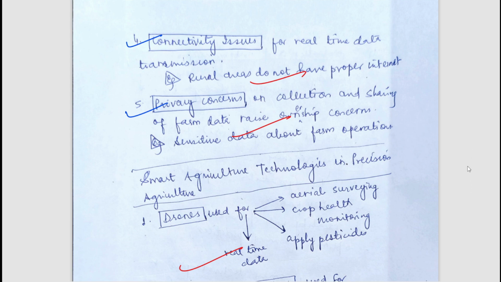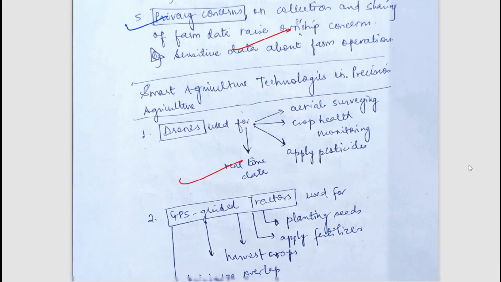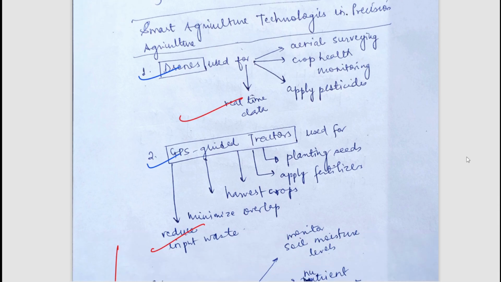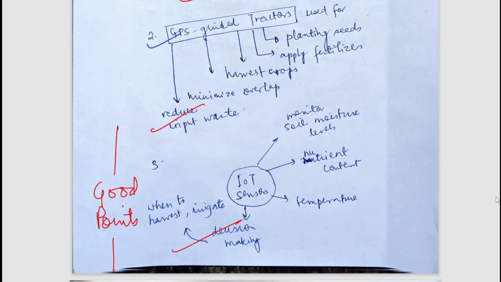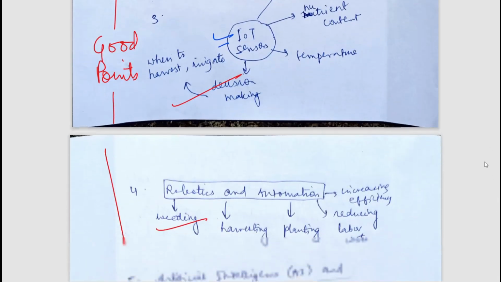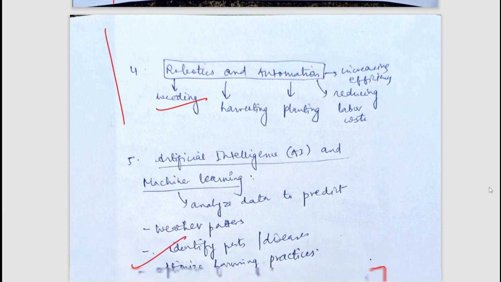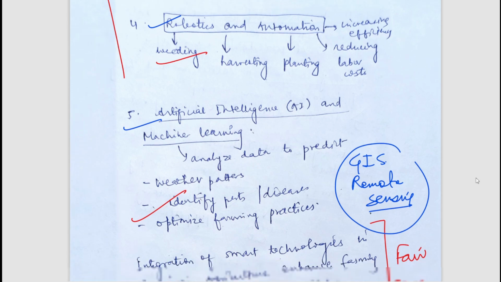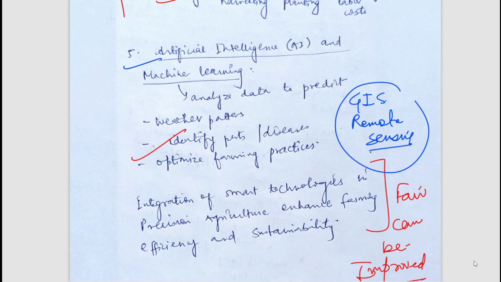Now, what are the smart agriculture technologies used in precision agriculture? Those can be drones, those can be GPS guided tractors, those could be other Internet of Things such as sensors or other things. For data management, for proper planning, robotics could be used, artificial intelligence and machine learning can be used, GIS could be used, remote sensing can be used. So these are some of the equipment which could be used in precision agriculture. So I hope you like it, and again well concluded.